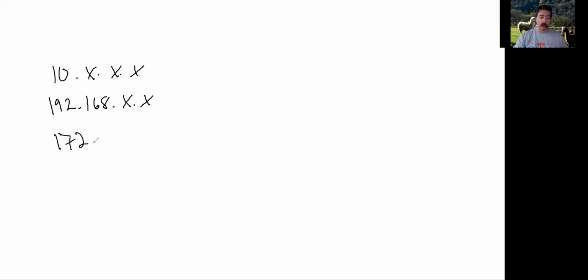There's a third private one. It's 172.16 through 31.anything. So this one's a little odd. 172.16, 172.17, 172.18, etc. are all private. Now you get up to 172.32, and now it's public all of a sudden. So these are the 3 private blocks. We can reuse these on any private network.